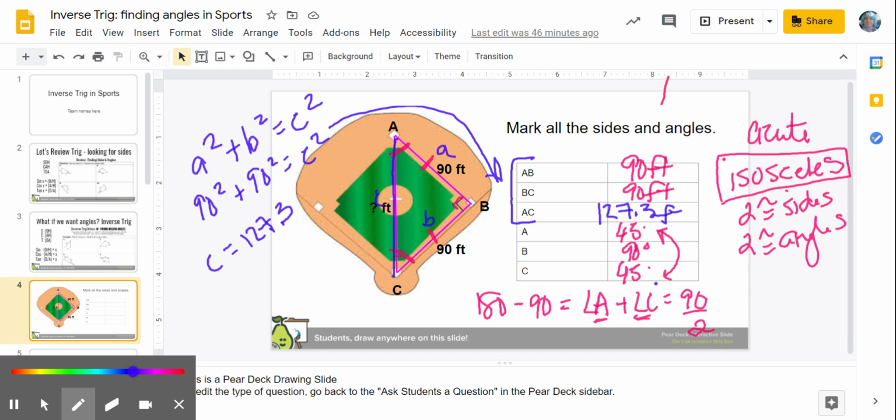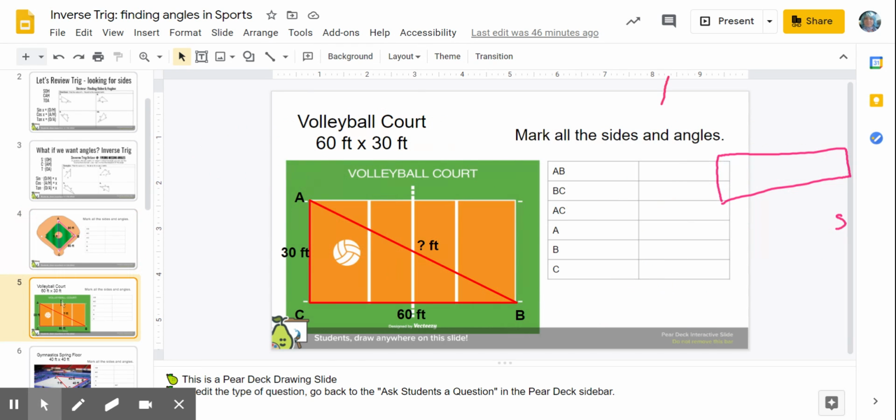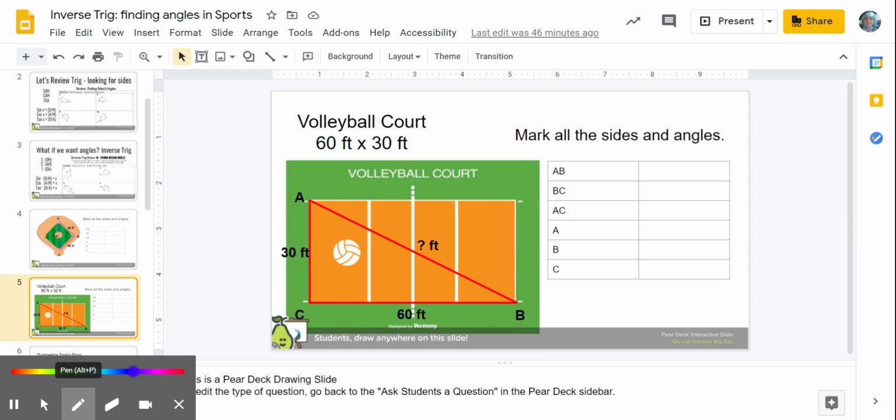So I'd like to do one more together, and then you guys will have the choice of working on your own or working in breakout rooms, or we can stay working whole class. Doesn't really matter to me which way we do it. Last class wanted to do breakout rooms, but you guys can choose. So how would we start with this one? What do we know? What's given to us? I heard AC is 30 and CB is 60, all at the same time.